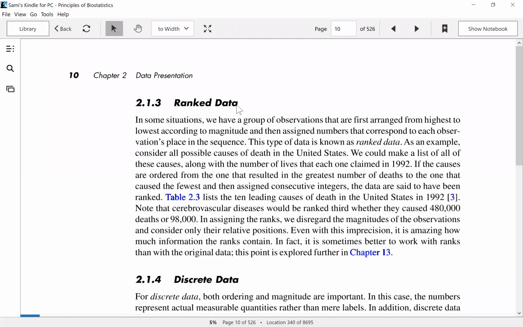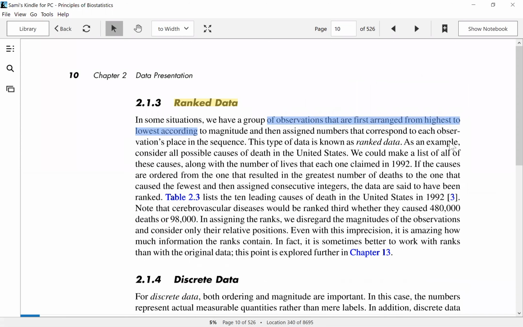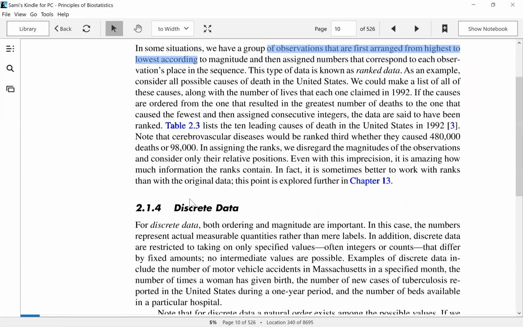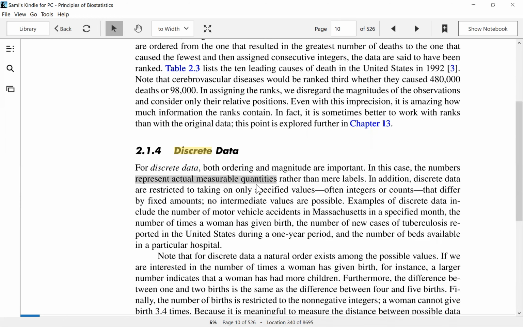So rank data, this type of data is known as rank data, where you have observations ranged from highest to lowest according to magnitude, and then assigned numbers that correspond to each observation's place in the sequence. And then you've got discrete data. Both ordering and magnitudes are important. In this case, the numbers represent actual measurable quantities rather than mere labels.